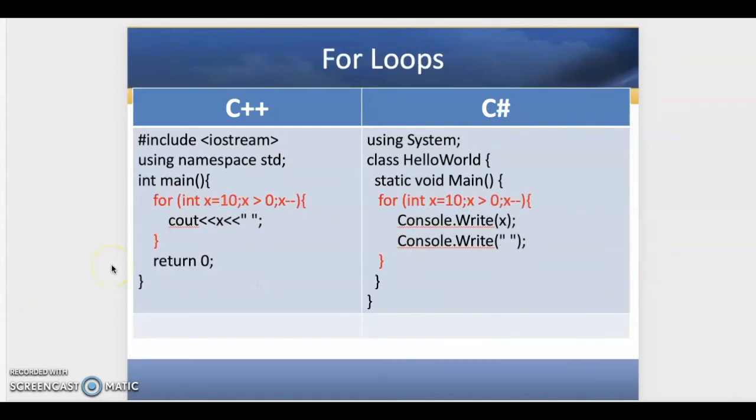For loops, the same in C++ and C#. You have your starting condition that executes once to set your variable start value. While the second part is true, you keep going through the loop, and then at the end, you're going to decrease x by 1. In both of these, again, we're counting down from 10 to 1.